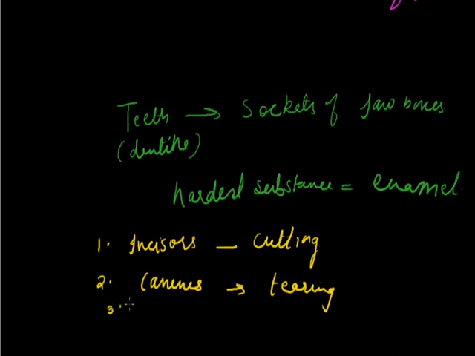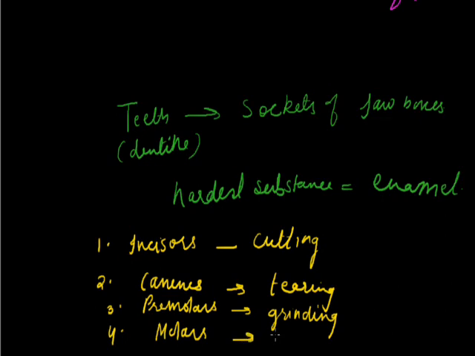The third type of teeth present in the mouth are called premolars. Premolars are used for grinding food. We can also say crushing food. And the fourth type of teeth is called molars. They are also meant for the same, that is grinding.